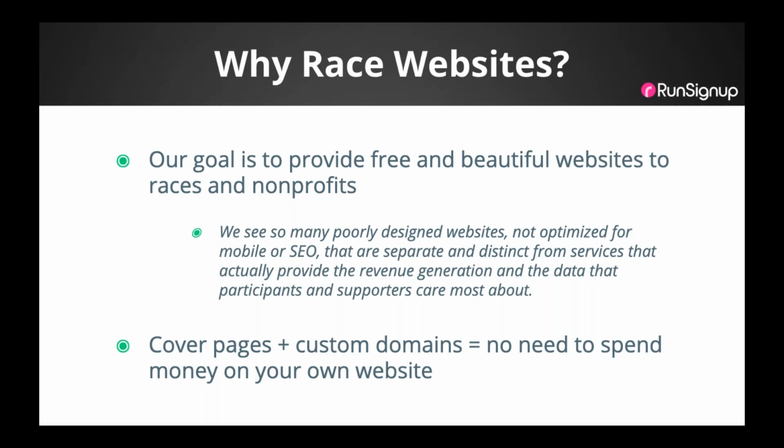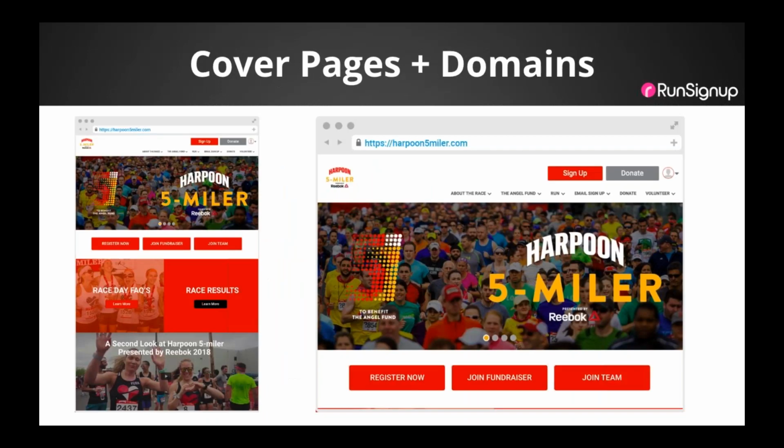I feel like we kind of covered why race websites a little bit. So what we want to show you now is one of the mock-ups that we worked on for the Harpoon 5 miler, which is put on by the Harpoon Brewery up in the Boston area. So you can kind of see how we're saying, hey, if you plug in harpoon5miler.com, they could hybrid in this cover page with, if we look here on the left-hand side, where it says register now, join fundraisers, join a team, race results, frequently asked questions, you're using a combination of buttons, images, and calls to action to try to get someone to potentially take action on one of these items.